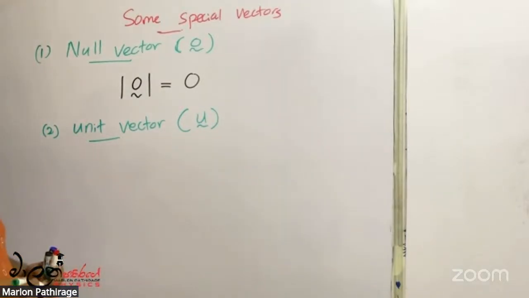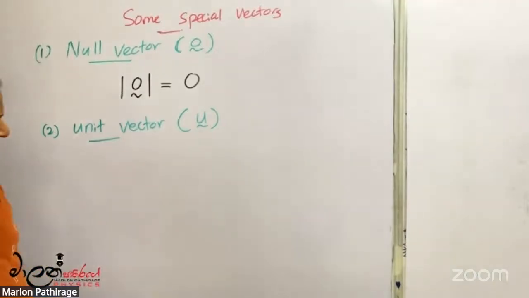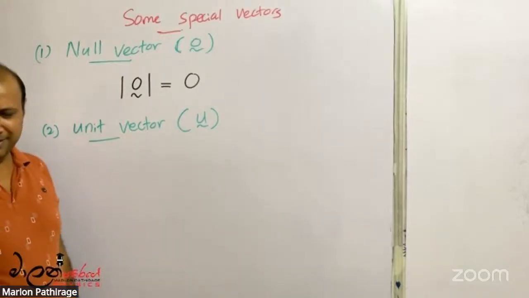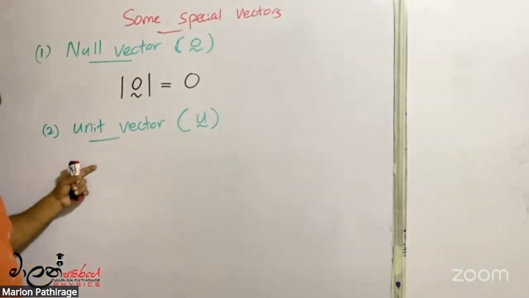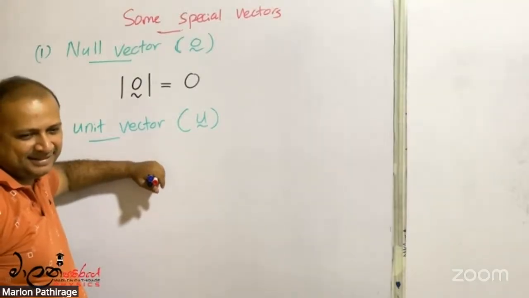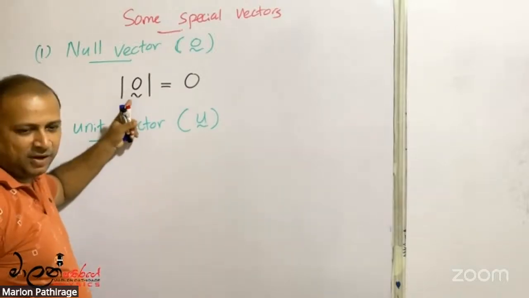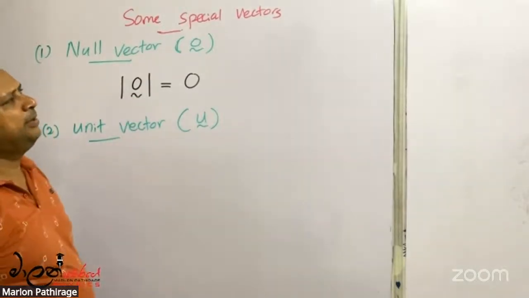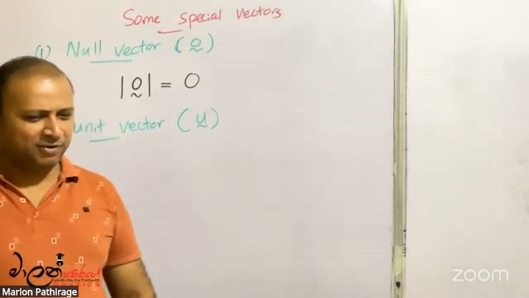Okay. Then the second special vector is the unit vector. Now tell me, what would be a unit vector? We have read this one: the magnitude of a null vector is equal to 0. Now tell me what would be a unit vector?